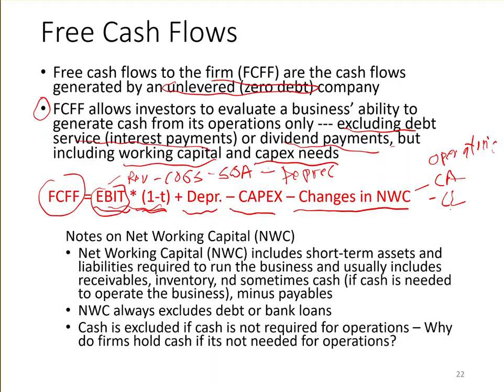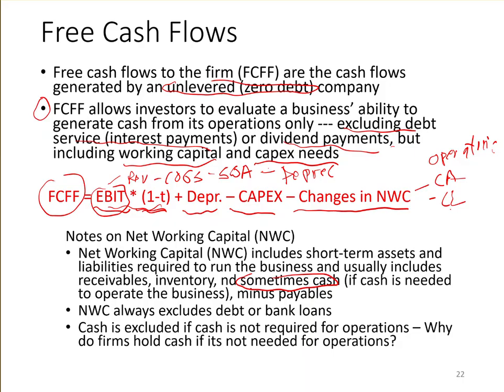So let's talk more about this concept of net working capital. It's generally going to include most short-term assets and liabilities. However, sometimes it's going to exclude cash, sometimes it's going to include it. And the answer is, whether you include it or exclude it, if cash is needed to run the business, include it.